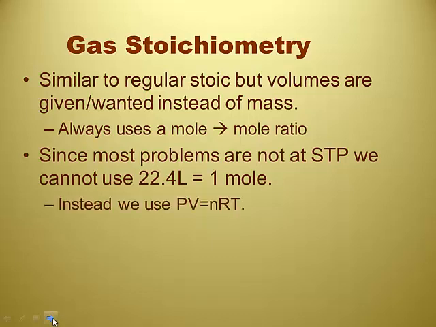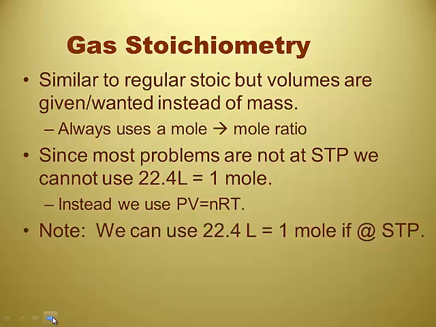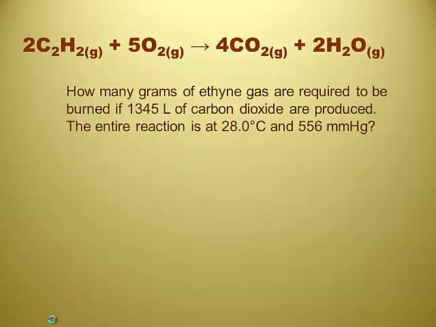So instead of using that fact, I can use PV = nRT. Correct. Because I can calculate the volume or number of moles of a gas from PV = nRT when things aren't at STP. We can use 22.4 liters equals 1 mole only if the problem says that all the gases are at STP: 1 atmosphere and 0 degrees Celsius, which is 273.15 Kelvin. If I know those facts, I can apply stoichiometry and PV = nRT. You're going to be doing PV = nRT at the ends and stoich in the middle.